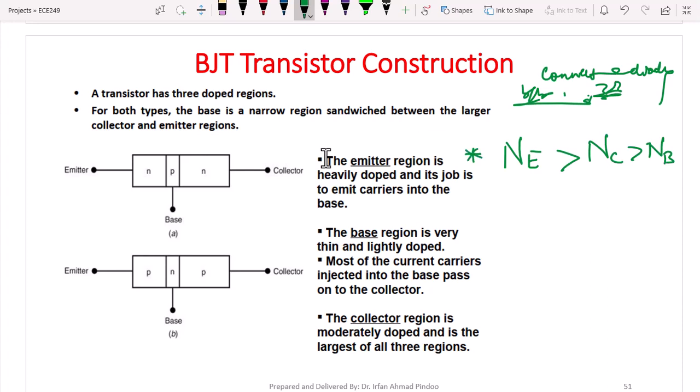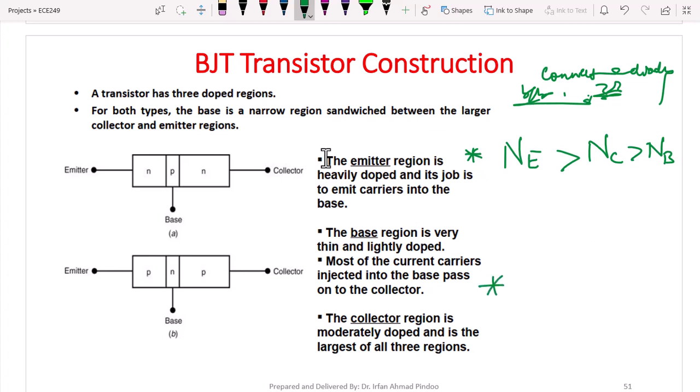The reason is because the emitter has to be the source of electrons or the source of holes, depending upon what is the majority, is it PNP or NPN. So that will be decided by the doping that you are doing in the emitter region. Then the second highest doping we have to do for the collector, then for the base.